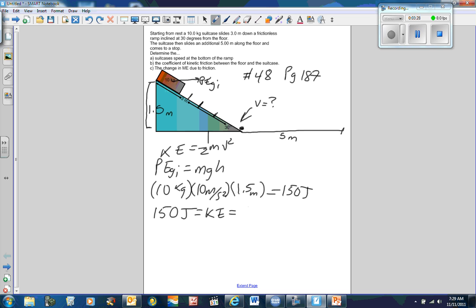and that's equal to 1/2 times 10 kilograms times v squared. Now if I solve this, it's going to be 150 divided by 5, right? Half of 10 is 5, and I'm going to take the square root of that. That's 30. Take the square root of that, and you should get 5.48 meters per second.